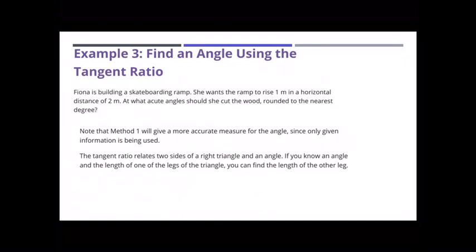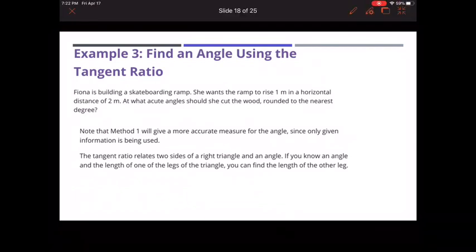So note that method 1 is more accurate for the measurement of the angle, since you're given all the information. Because we rounded to 63 degrees, the first one was more accurate. But we know that now we are building the skateboard. We write a sentence because it's a word problem, that she is cutting her angles at 63 and 27 degrees. Come on.